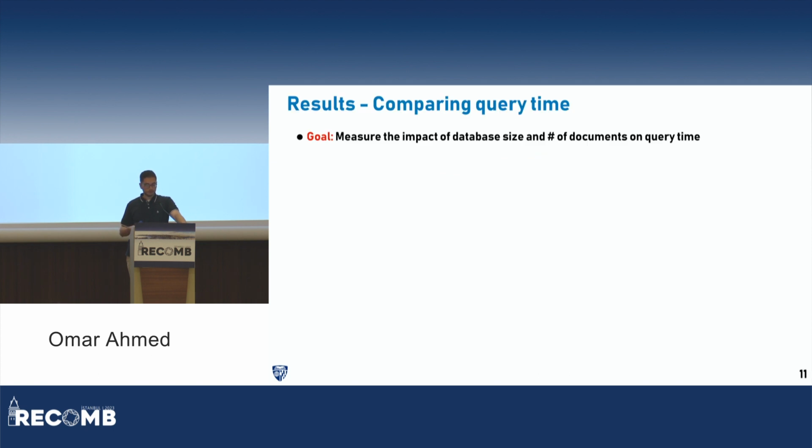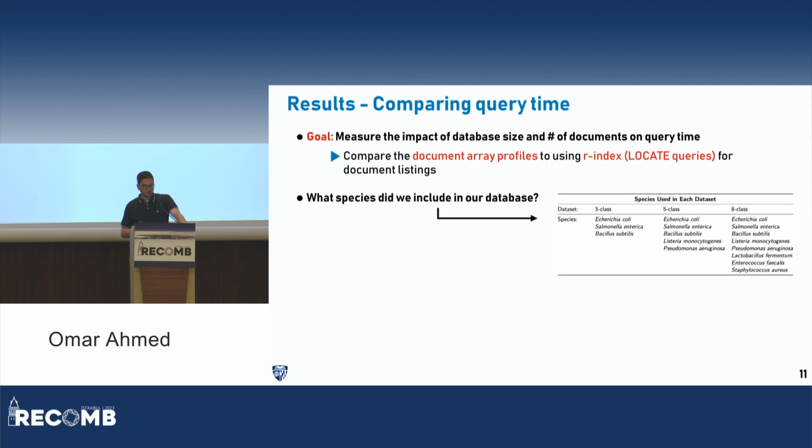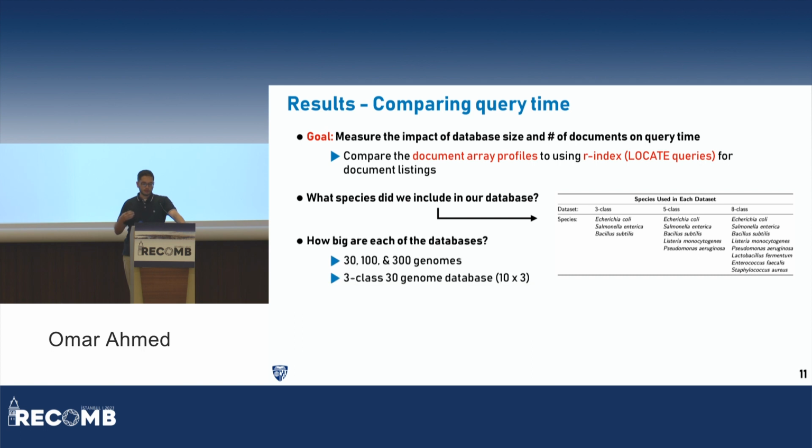For the first experiment, we wanted to assess the impact of the database size and the number of documents, these two factors, on the query time. We're comparing this new data structure, the document profiles, to the r-index, which we talked about in the beginning, that uses locate queries like a typical FM index.